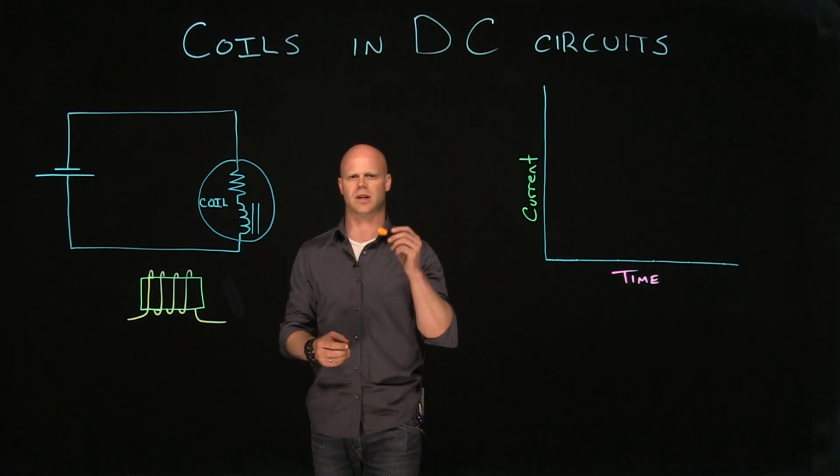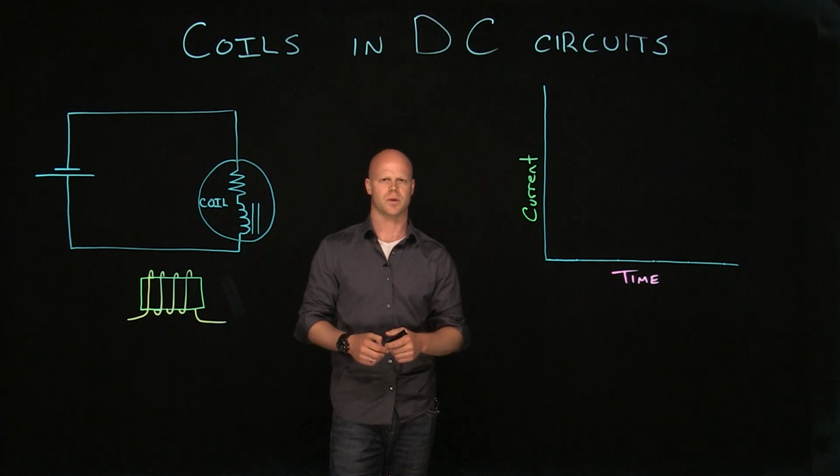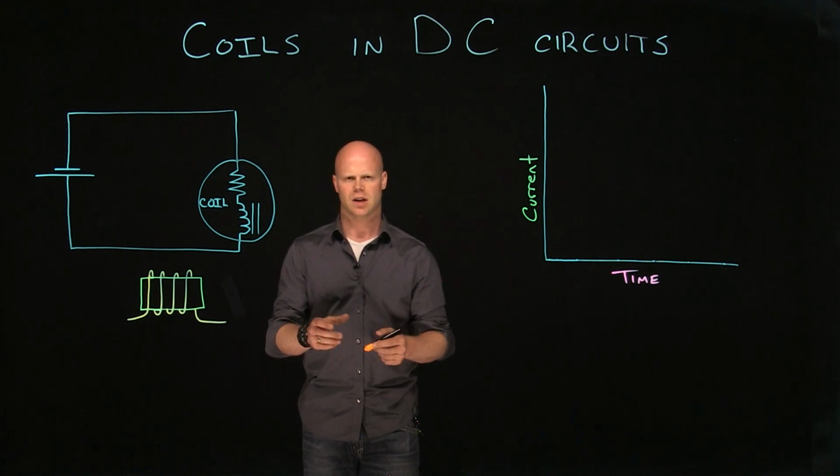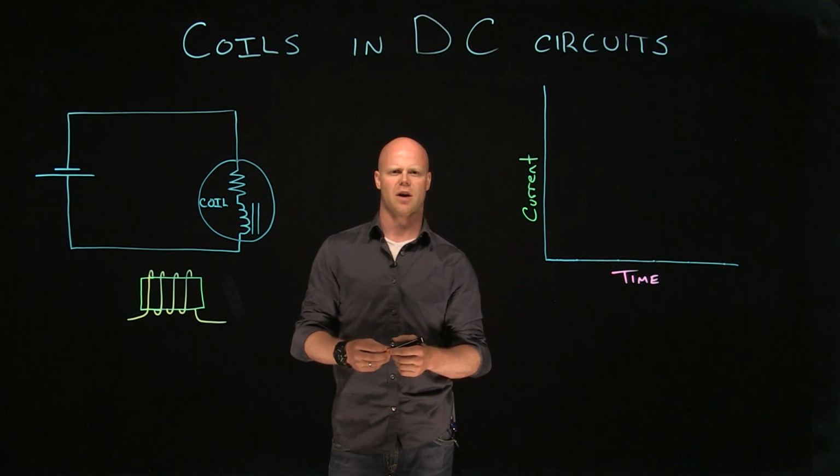The first one we're going to just look at the concepts of what is happening with a coil inside of a DC circuit. And specifically we're going to look at current.